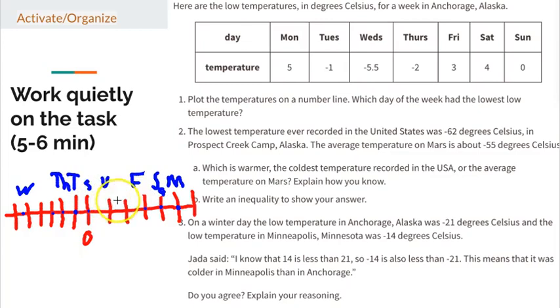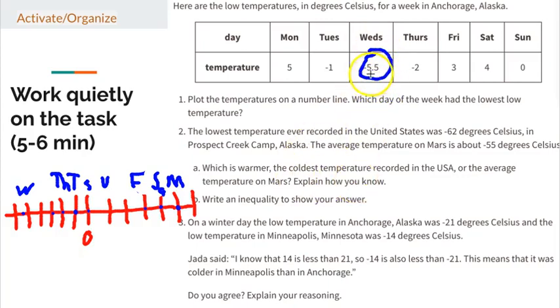Okay. The lowest temperature ever recorded in the United States was -62 degrees Celsius in Prospect Creek Camp, Alaska. The average temperature on Mars is about -55 degrees Celsius. So, which is warmer? Coldest day, I'm sorry, which day of the week, forgot to do that one. Which day of the week had the coldest temperature? Yeah, it was Wednesday, wasn't it? -5 and 5/10.